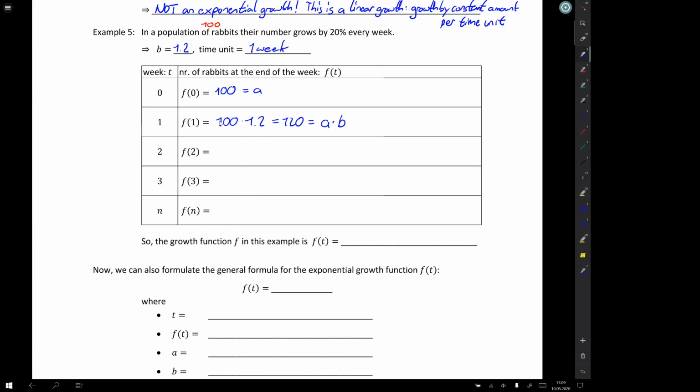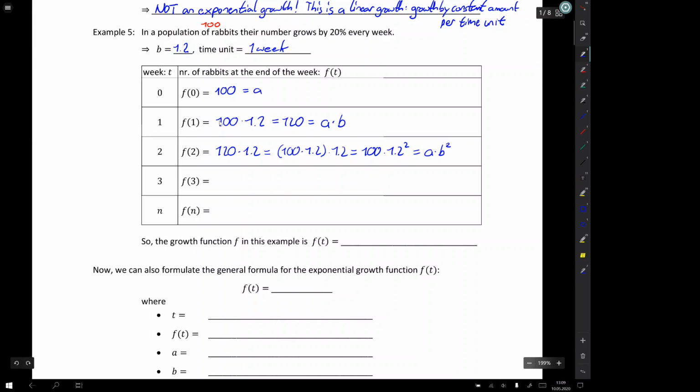After 2 weeks, well, how many are there now? There are the 120 we had at the end of the first week times 1.2, which is actually the original 100 times 1.2 times 1.2. So when we rewrite that, we have 100 times 1.2 squared. So actually A, the original amount, times the growth factor squared.